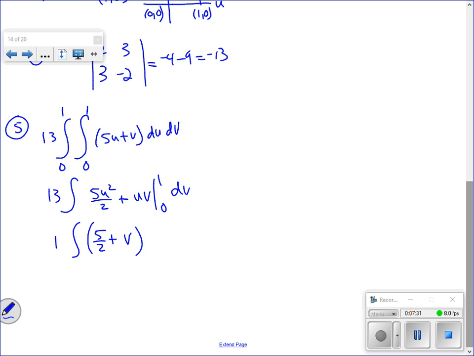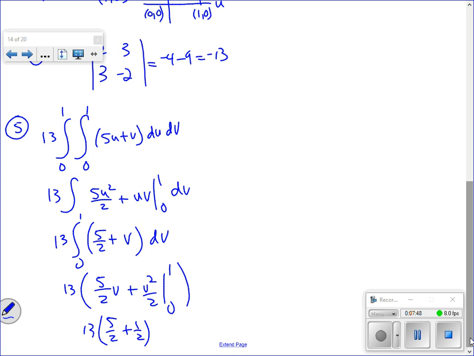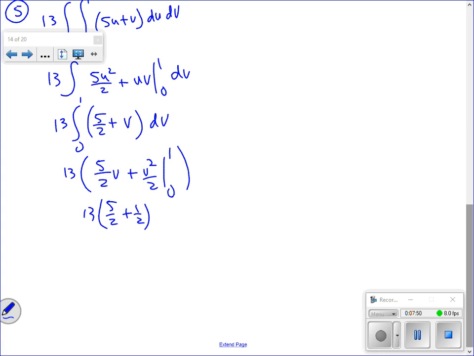I do the integral. I still have my 13 here, 0 to 1 of dv. So I get 5 halves v plus v squared over 2 from 0 to 1. Remember, I still have my 13 out here. All right, so I end up getting 5 halves plus 1 half times 13. So you get 6 halves, which is 2, and 2 times 13 is 26.